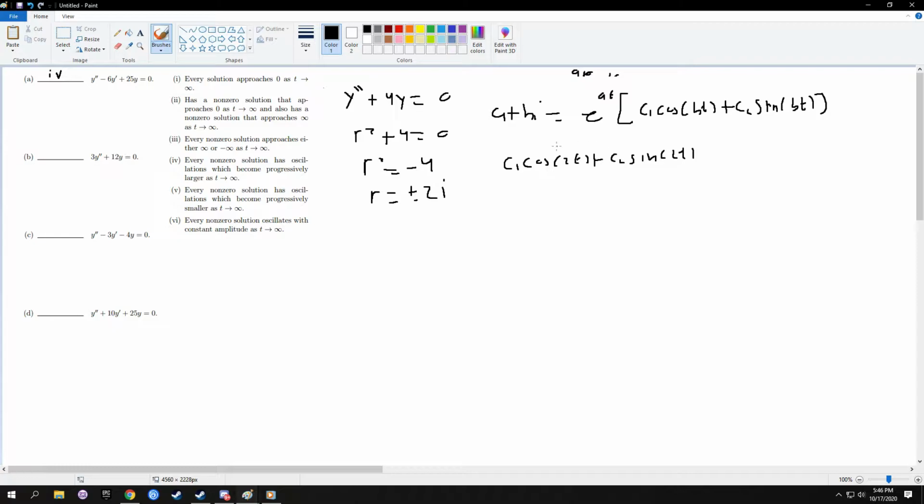Okay, so I want to look at this. It's not increasing. It's not decreasing. There's no e raised to the power of negative or positive. I just have an oscillating function. So what I conclude is that, if I read this, every non-zero solution oscillates with a constant amplitude. So this one fits it perfectly because it's not going to increase, not decrease. It's just going to oscillate with a constant amplitude, the amplitude being c1, c2. So of course this becomes this. Okay. Next question.